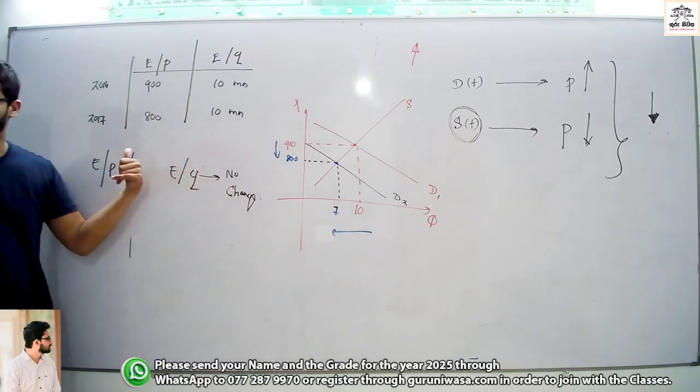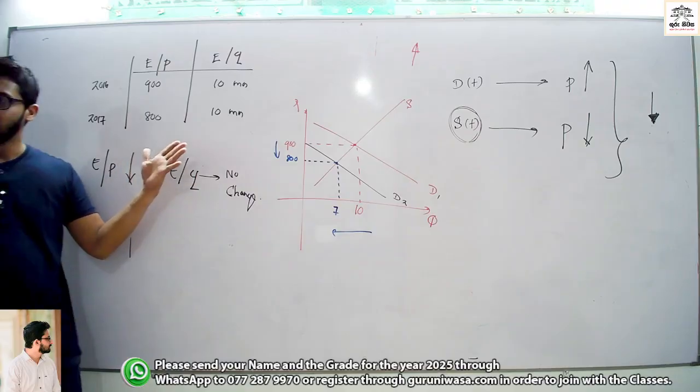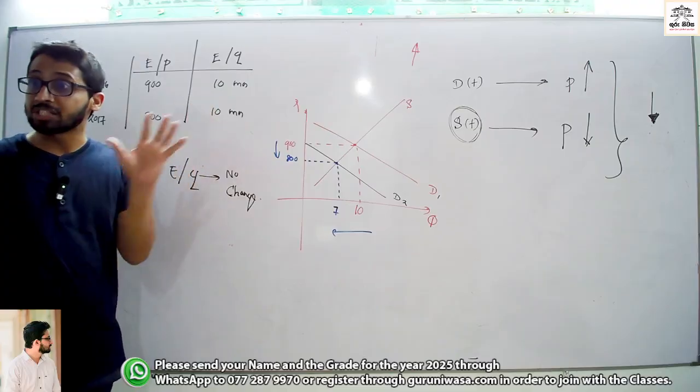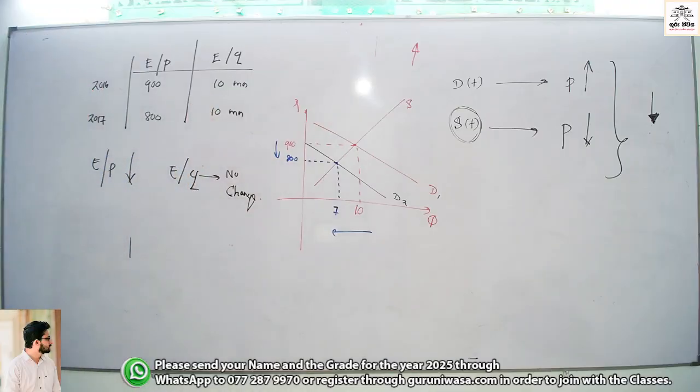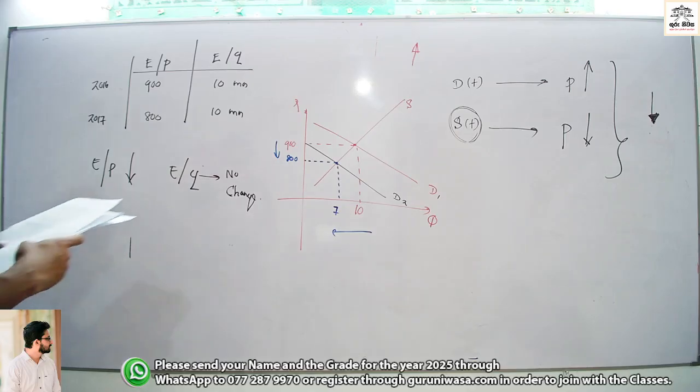But look at the question, kids. See the question. Equilibrium quantity won't change. It hasn't changed. So the fifth one cannot be the answer. Did you get the point, Kalana? Yes, sir. What is the answer, Sanuli? So fourth one. Fourth one.